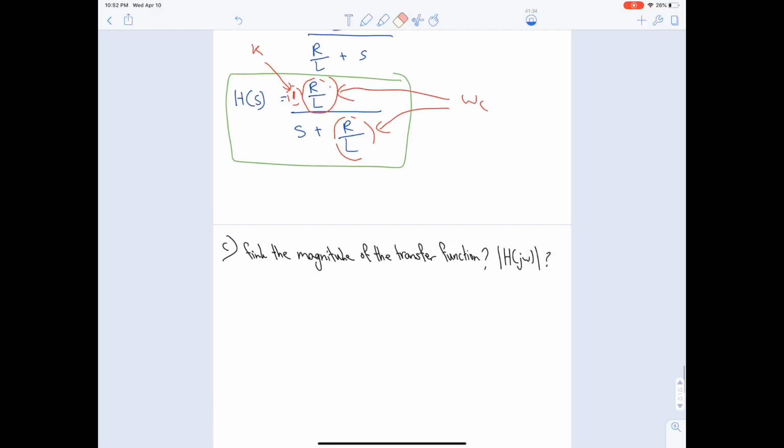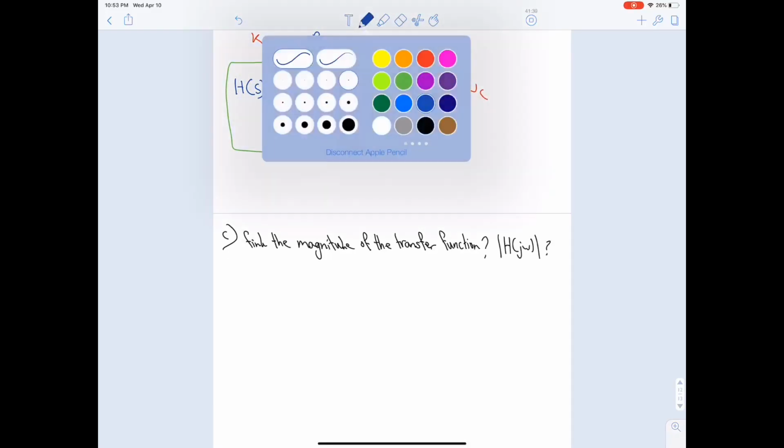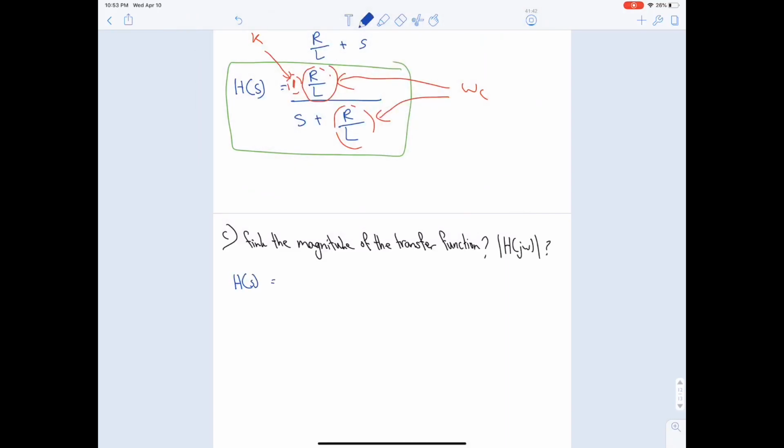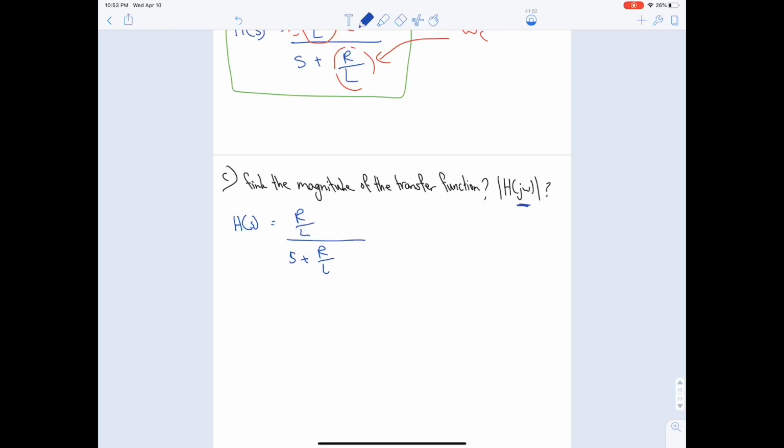The transfer function is H of s equal to R over L divided by s plus R over L. Okay? Now in order to find the magnitude, we need first to put it in the jω form. H of jω. So it's R over L divided by jω plus R over L. Now note that this is still not the magnitude, it's still the transfer function. We only removed s and replaced it with jω.